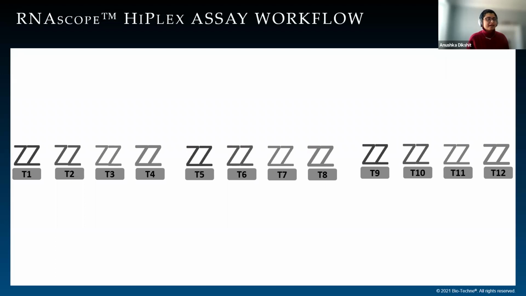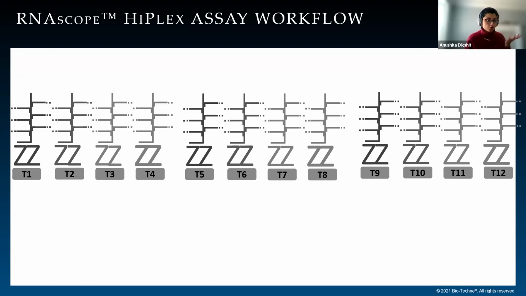And in this slide, I just want to again go over how this iterative modality of detection would work, where, as I mentioned, you would hybridize 12 probes at the same time. Now, each of these 12 probes have these unique tails, 1 to 12, and these unique tails will help develop specific signal for each of these probes.